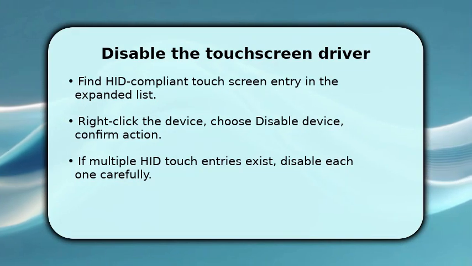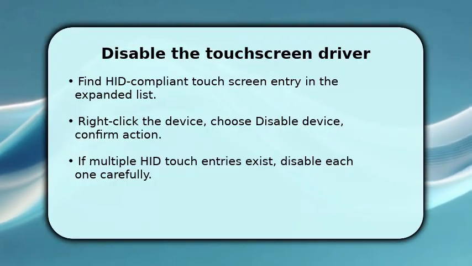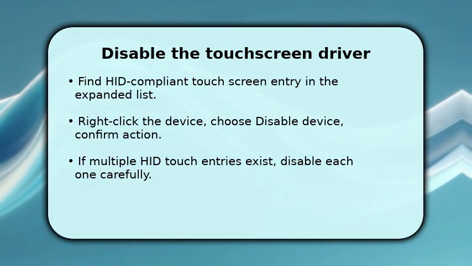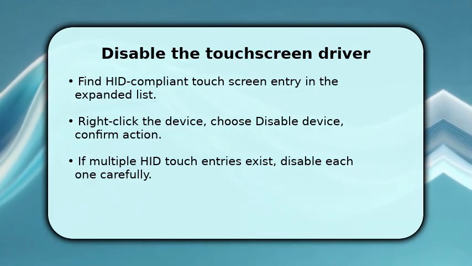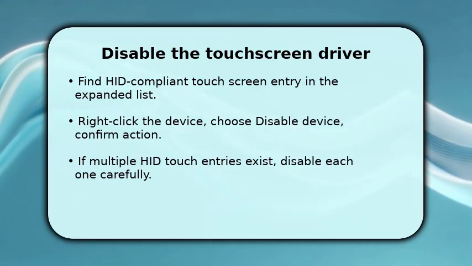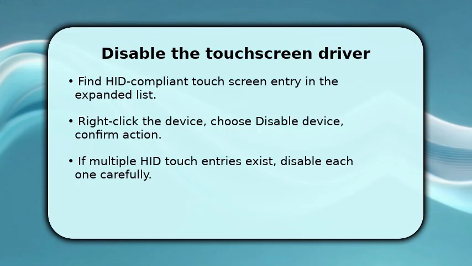Locate the HID-compliant touchscreen entry and right-click it. Choose Disable Device to stop touch input. Windows will prompt for confirmation. Accept it. If your model lists multiple HID touch entries, disable them one at a time and test, because some systems separate pen and touch.